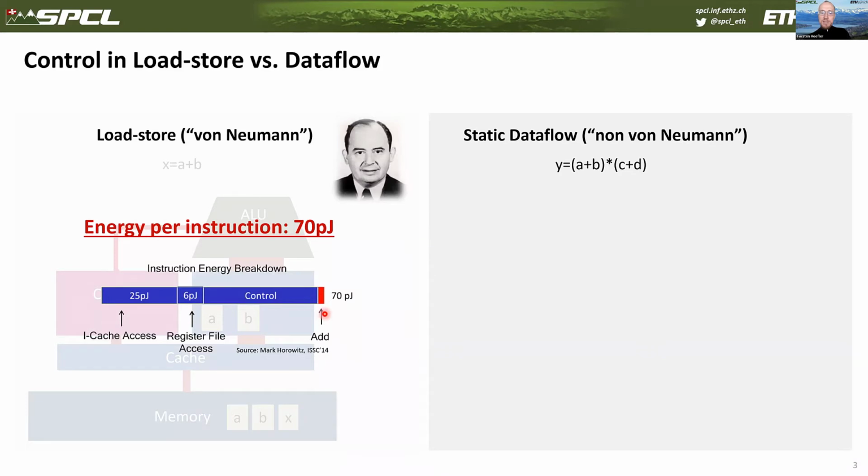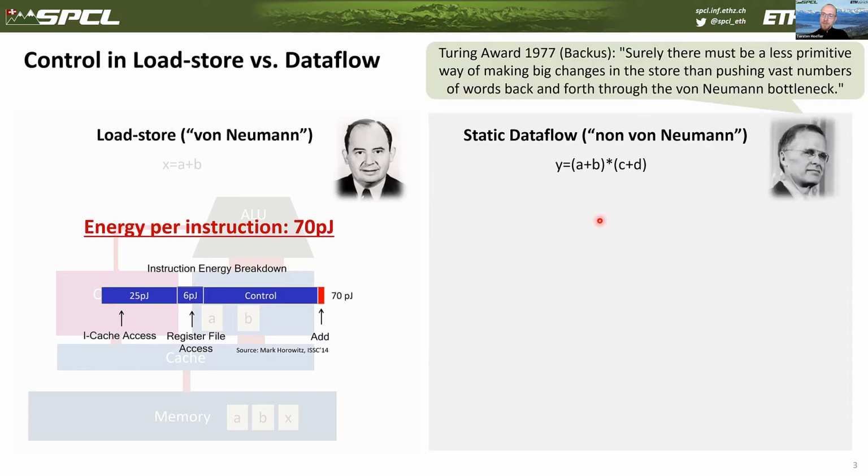And the actual addition that happens is this red thing. So it's like 95% overhead in all kinds of cache access and register file access. This is all data movement, and execution of the control, which is also largely data movement. So it was already recognized that this may be a limiting architecture in terms of performance, but here we see the energy consumption.